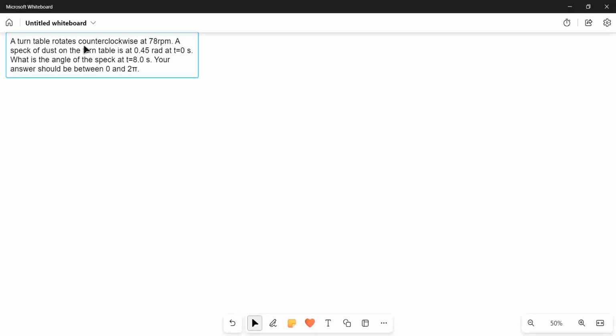A turntable rotates counterclockwise at 78 rotations per minute. A speck of dust on the turntable is at 0.45 radians at t equals 0 seconds. What is the angle of the speck at t equals 8 seconds? Your answer should be between 0 and 2 pi.